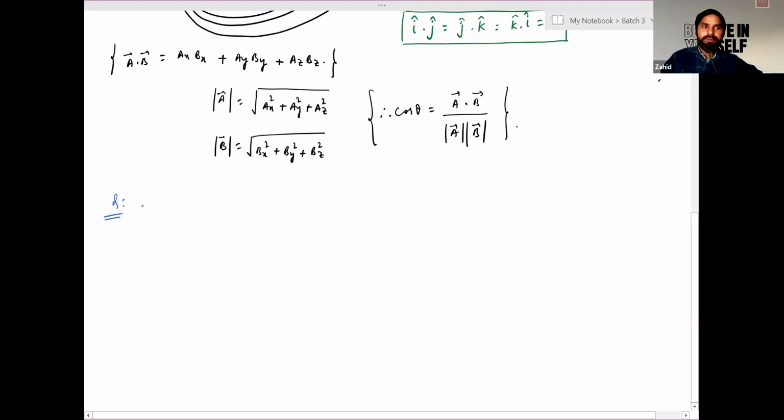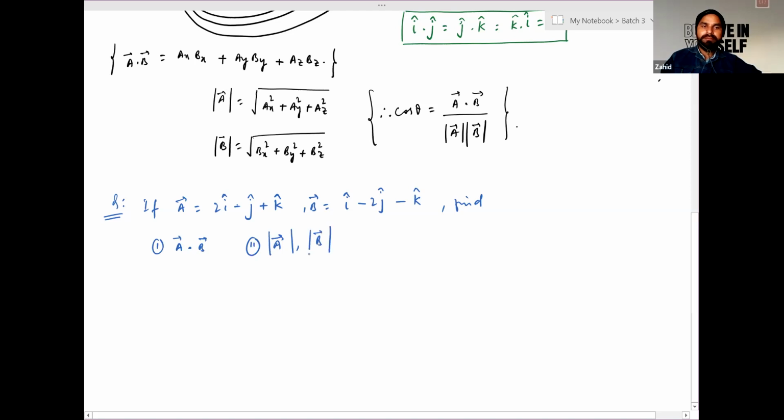Now I'm giving you one problem related to this. If vector A is 2i minus j plus k, and B is i minus 2j and minus k, find first A dot B, second mod of A and mod of B, and then theta. Try to find.